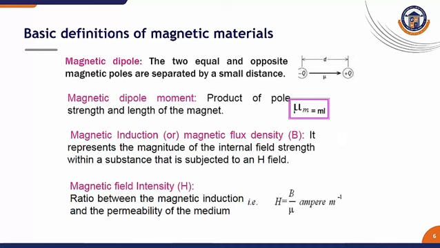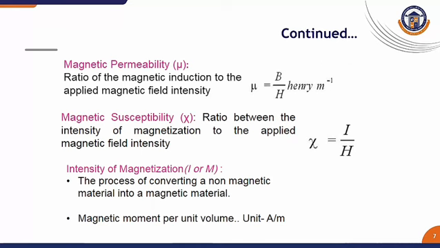Magnetic permeability: the ratio of magnetic induction and magnetic field intensity is called magnetic permeability. And then magnetic susceptibility is the ratio of magnetization to applied field intensity, which indicates how strongly magnetic materials are magnetized. These definitions form the foundation to classify magnetic materials.